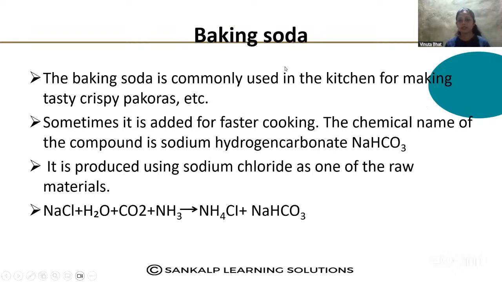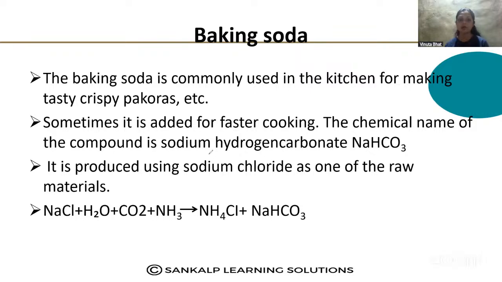Next is baking soda. For the production of baking soda, the raw material used is also sodium chloride. Not only sodium chloride, along with the sodium chloride, water, carbon dioxide, and ammonia are used. Baking soda is commonly used in the kitchen for making tasty and crispy bakoras. The name itself says that it is used in the baking industries for the baking of some food items, right? Sometimes it is added for faster cooking.